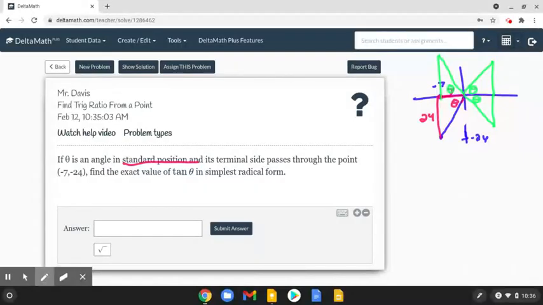All right, so from there, I like to just redraw the triangle. 24 and 7. We got to find the c. So we got 7 squared plus 24 squared equals c squared. Let's go ahead and do that. 49 plus 24 squared, 625. And so c is actually 25 again. That's good.